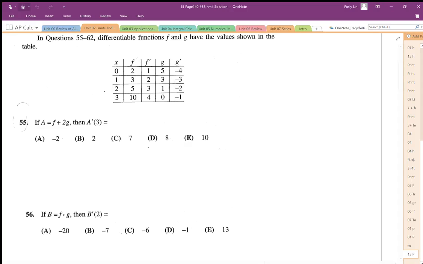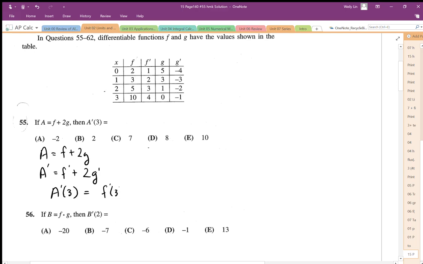So to differentiate this, we need to differentiate using the notation. So a is equal to f plus 2g. So a prime must be equal to f prime plus, well, the 2 doesn't affect my derivative, so 2 times g prime. And if that's the case, then if I want to evaluate the derivative at x equals 3, I need the f prime at 3 plus 2 times the g prime at 3.